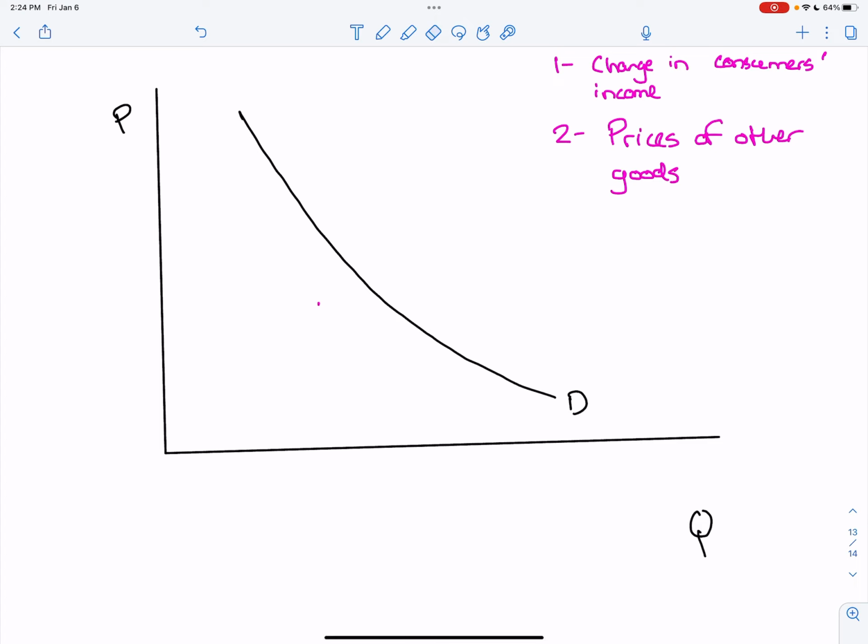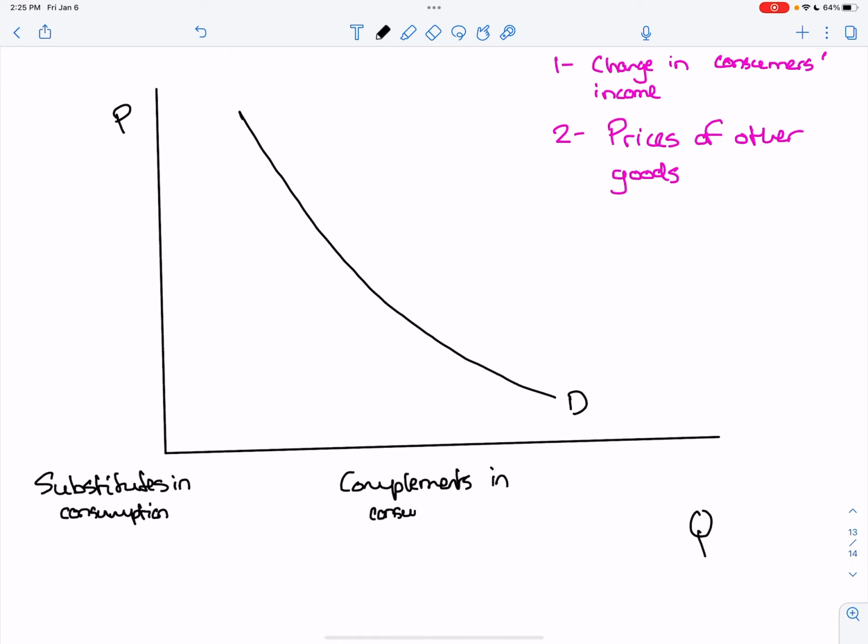Perfect. Okay, so I'm saying that the prices of other goods can cause the entire demand curve to shift. How so? Well, there are two categories of goods that are relevant to this topic here. There are substitutes in consumption, and there are complements in consumption.